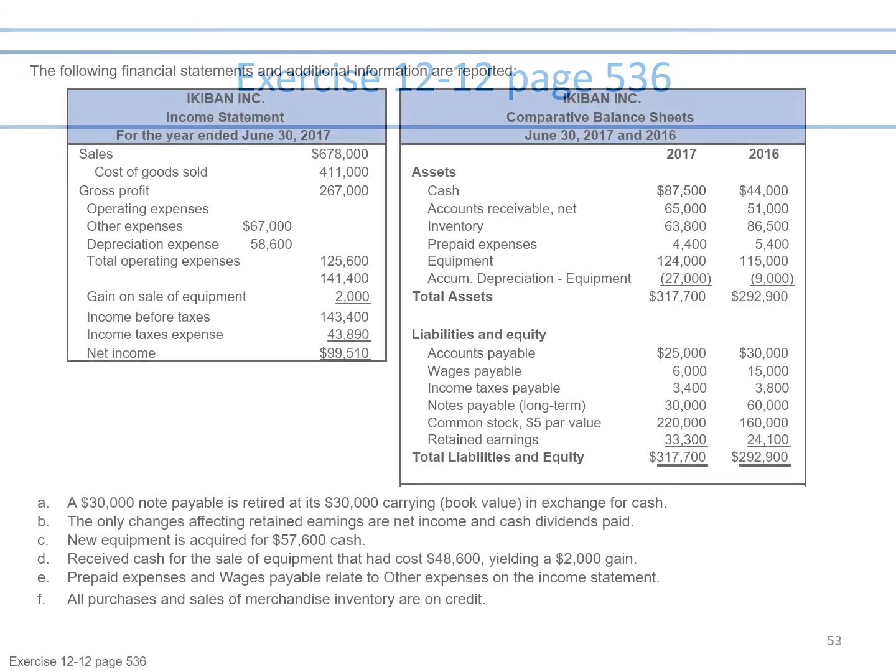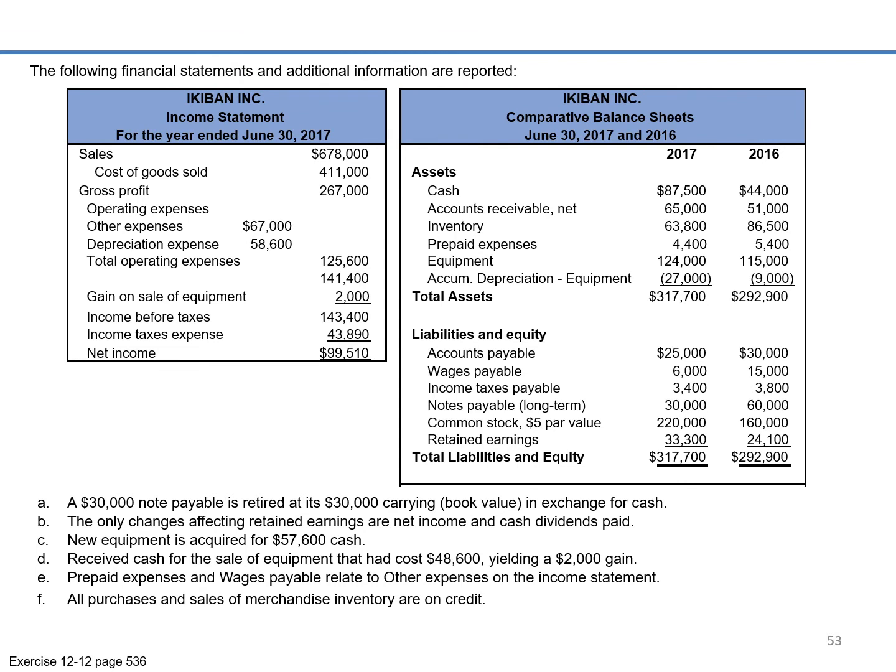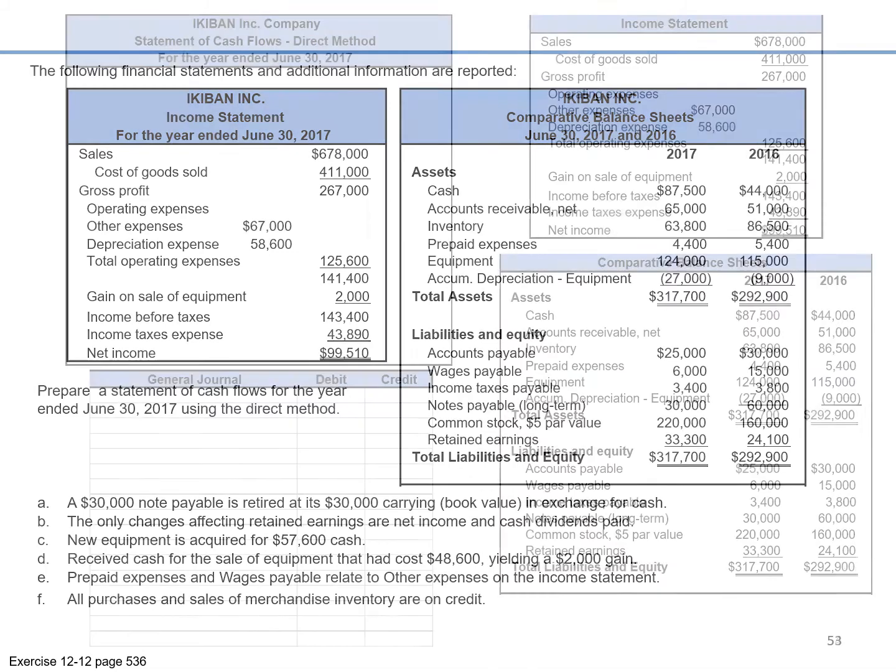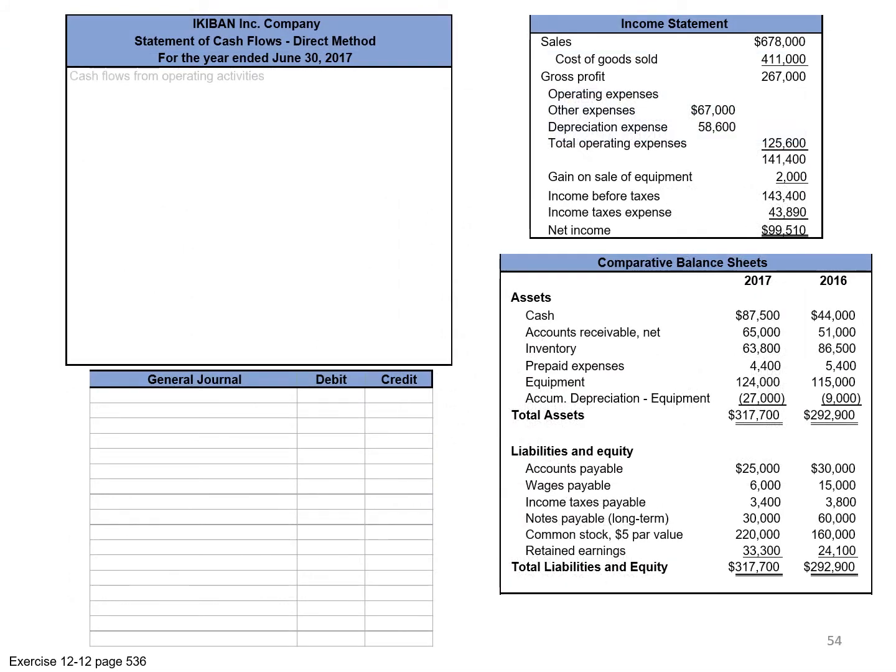Exercise 12-12. So, here are the financial statements and additional information that they give us. And they want us to prepare the statement of cash flows for the year ended June 30th, 2017, using the direct method this time instead. Okay, so direct method, we don't start with net income. We just start by identifying the activities in the operating section, right?